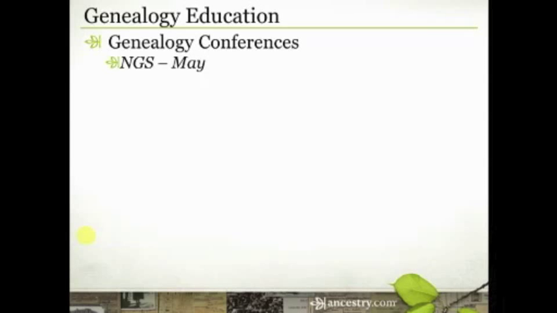The first one is the National Genealogical Society. It's typically held in May each year. Again, you just Google Genealogy Conferences and NGS and you'll see the information. The conference this next May is going to be in Richmond, Virginia. They rotate cities every year, so every year it's in a different city somewhere in the country. So if it's not near you this year, maybe it will be next year.